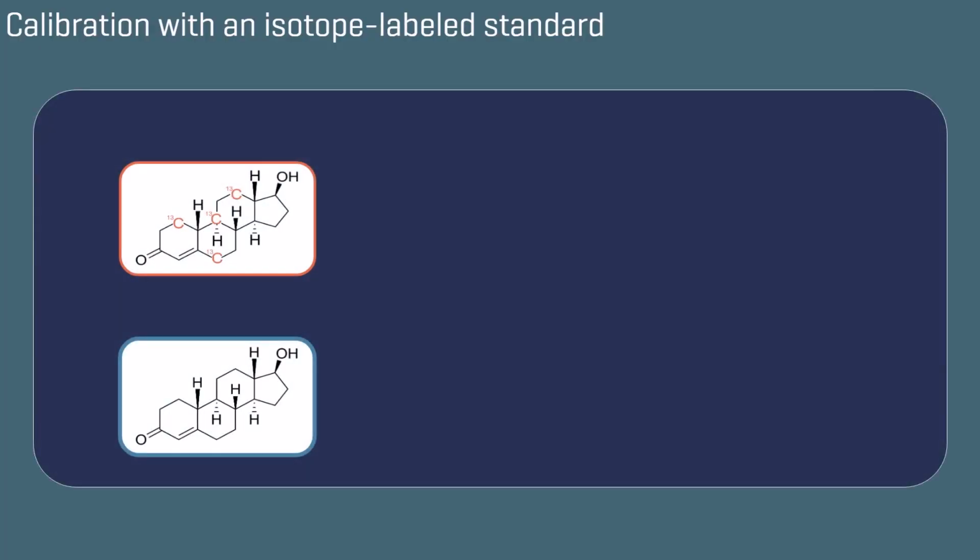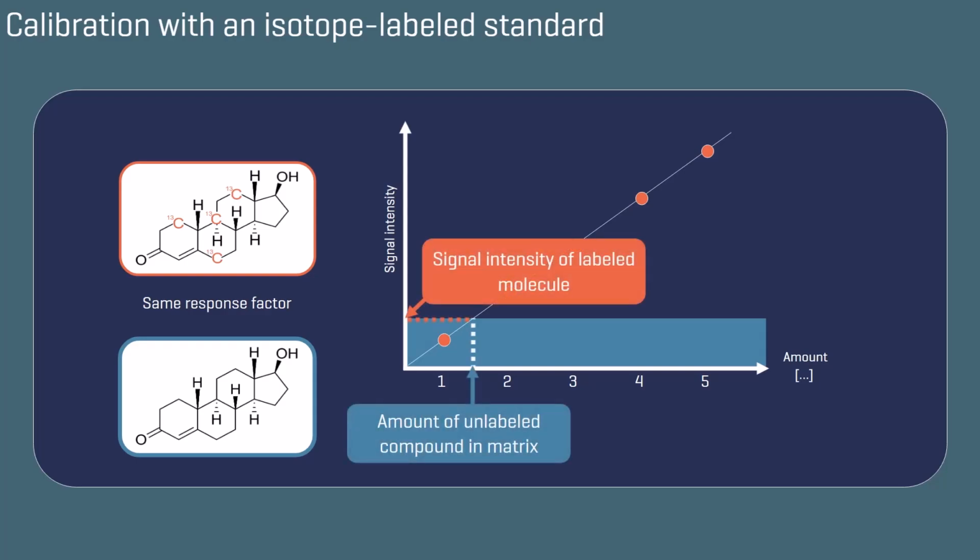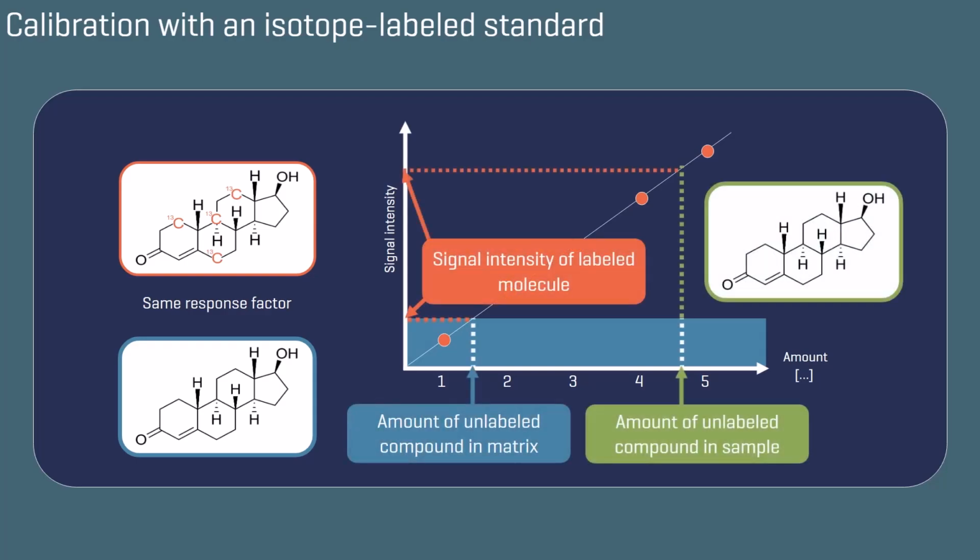Because the physicochemical properties, including their response factors, of a labeled and unlabeled molecule are almost identical, you can use the calibration curve for the labeled molecule to calculate not only the original amount of the compound in the matrix, but also the amount of the compound in your samples. You can think of the isotope-labeled molecule as a surrogate analyte, because it mimics the properties of the target molecule.